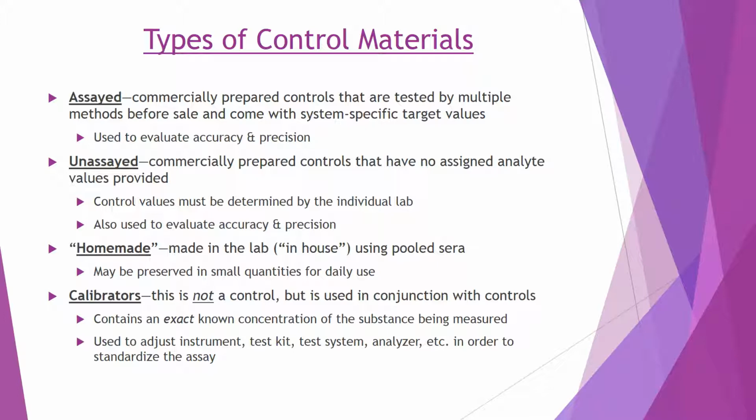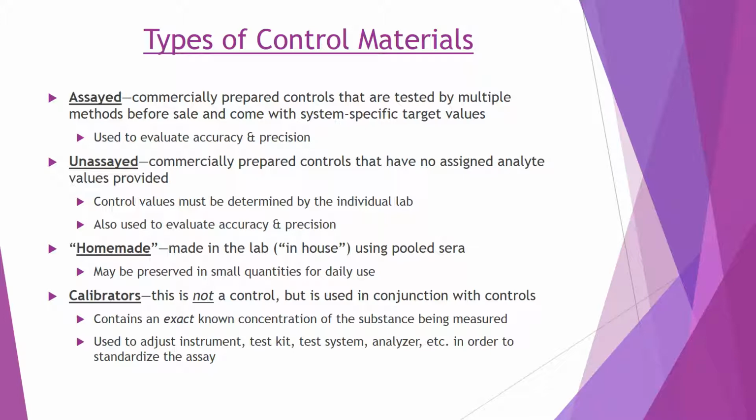There are several different types of control materials that might be used as part of your internal QC program. So the two main types of controls are assayed controls and unassayed controls. And your assayed controls are commercially prepared controls, and they are tested with several different methodologies before they are sold. And then they come to you with a system-specific target value list or chart. And those are used to evaluate accuracy and precision. So you should be noticing a pattern here. Lots of things are in place to evaluate accuracy and precision. So those must be super important, right? Yes.